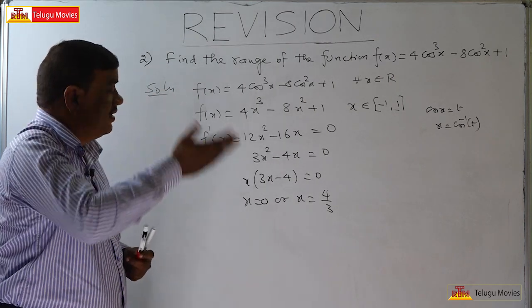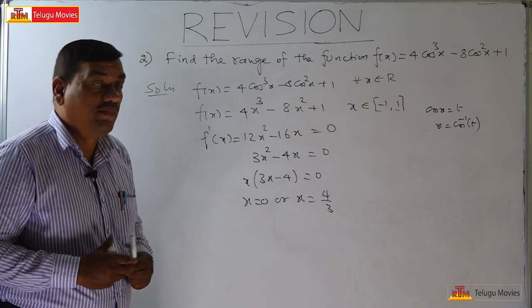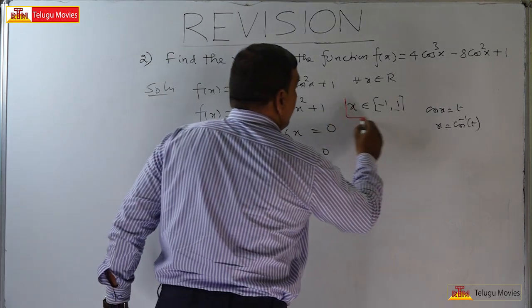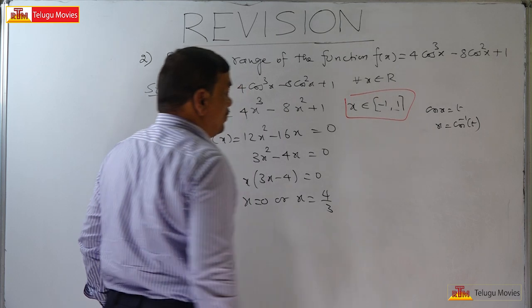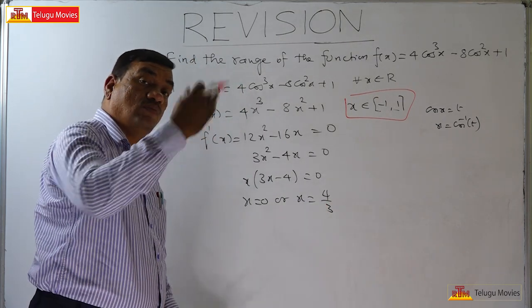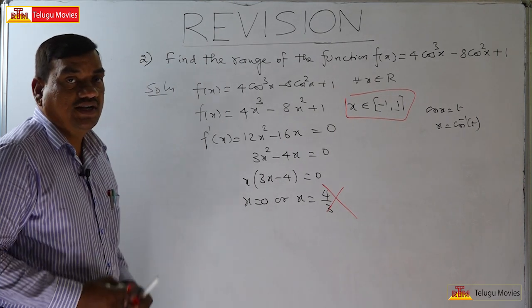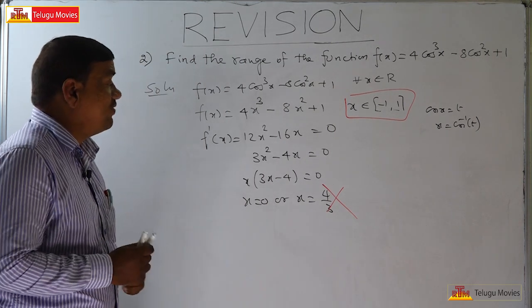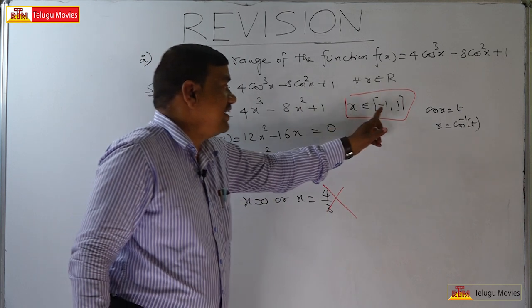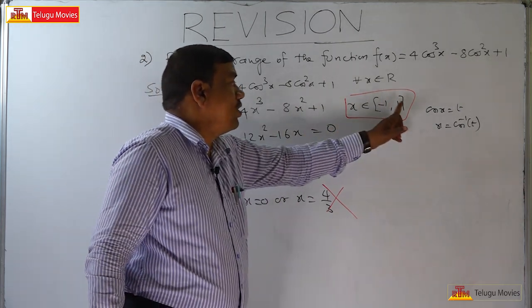You may get maximum or minimum, but our domain is here. Our domain is from minus 1 to 1 only. But 4 by 3 means more than 1. Therefore, we do not take the value. So, our maximum value lies at either minus 1 or 0 or 1.